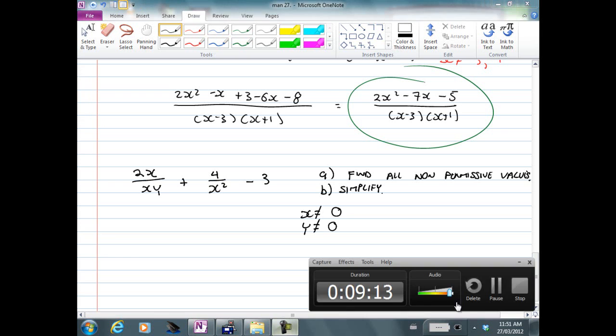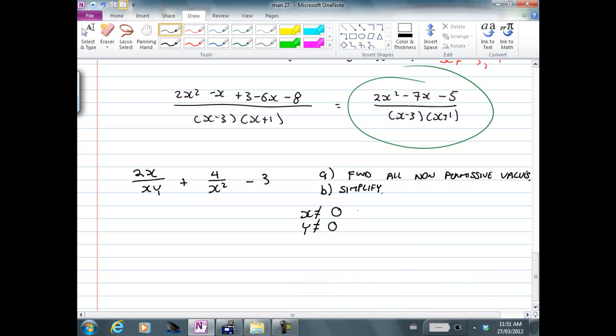Now, guys and gals, a lot of students will have trouble with something called the LCD. If I look at this one, I have xy. If I look at this, it's x squared, and this is really a 1. The common denominator between all three has to have a y in it, because everything has to have a y. Now, in terms of x, it's going to be x squared y. That's your LCD, x squared y.